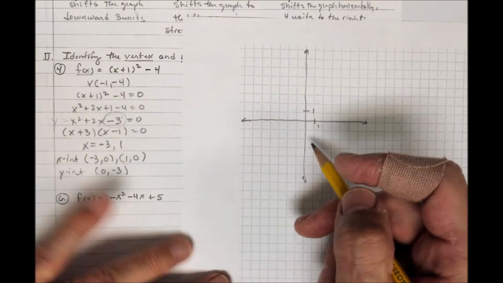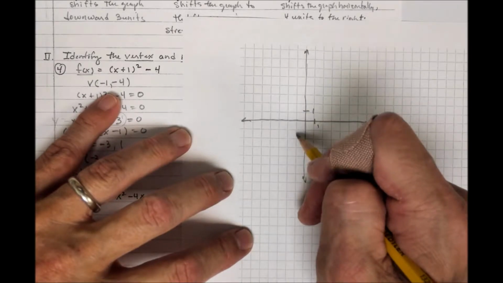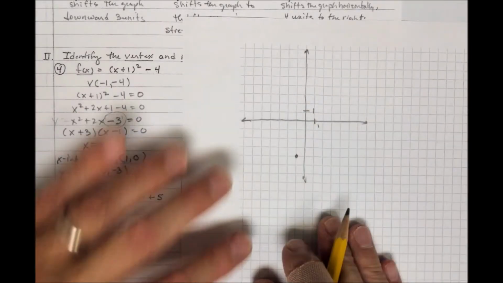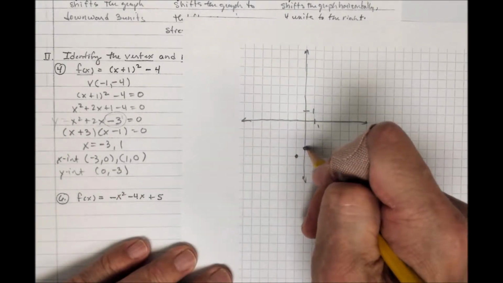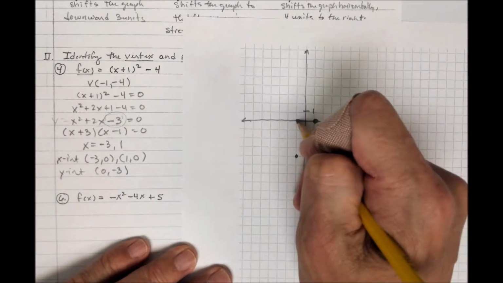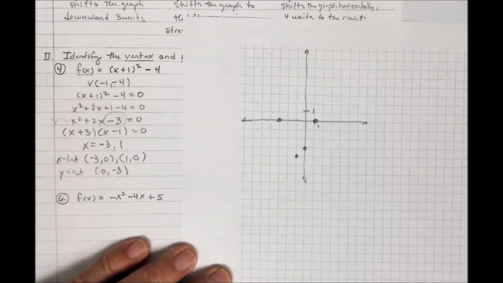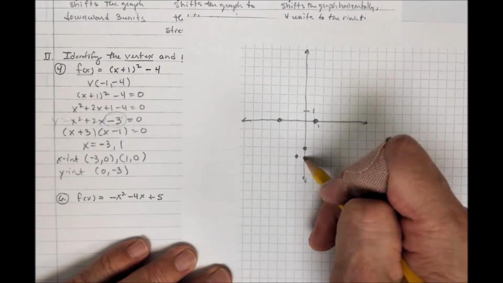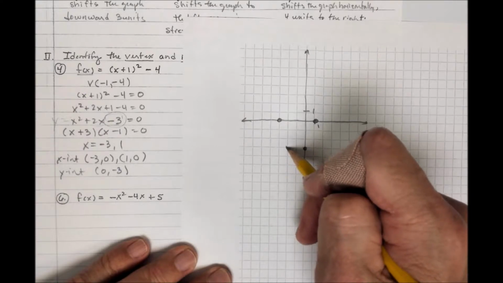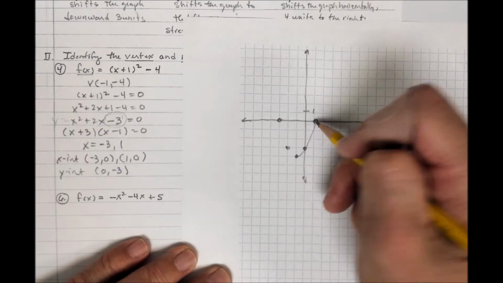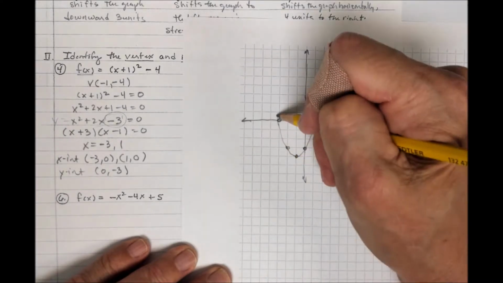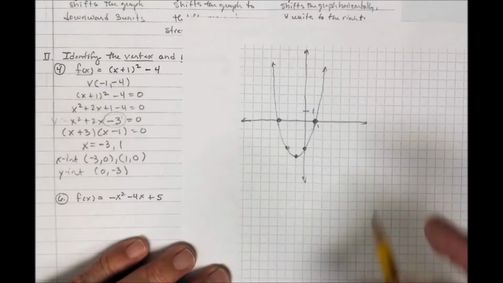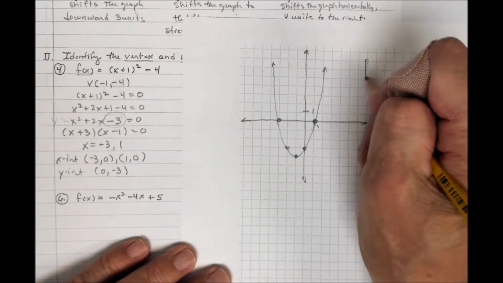So I have my vertex at (-1, -4). Okay? And I have a couple more points. In fact, I have this point, that's the y-intercept. I have this point and I have this point here. Those are my x-intercepts. That's really enough to kind of get a sketch. But you see how when I went 1 over, I went 1 up. So if I go 1 this way, I go 1 up as well. And then I can make my sketch even more accurate. At least try to anyway. So be neat.